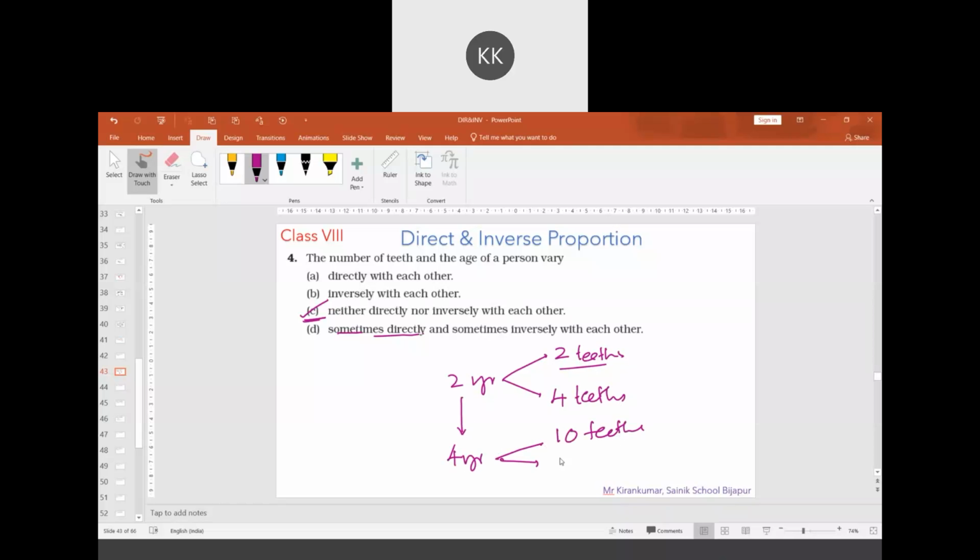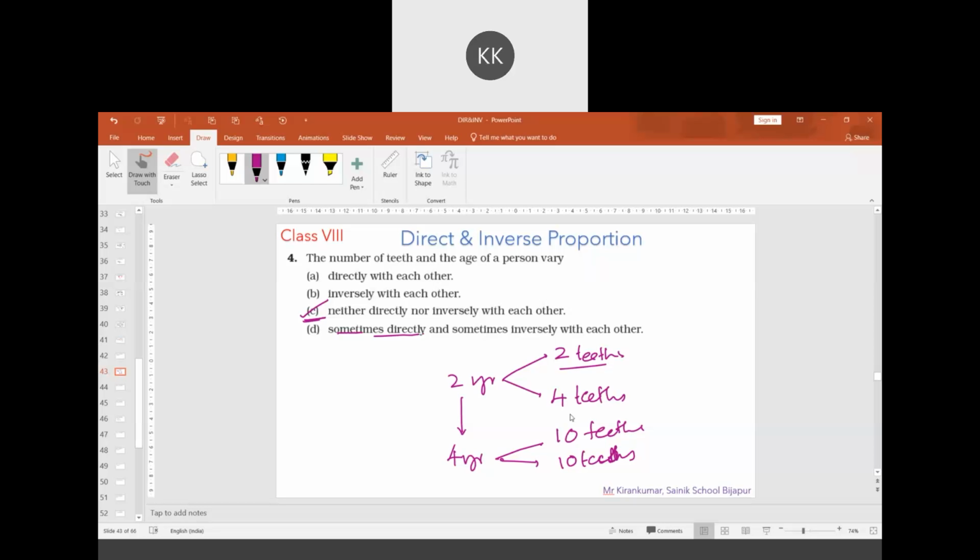This kid may have 10 teeth only. Here there is no direct increase. It's not increasing proportionally now. So I feel that option C has to be correct. Yes, sir, C is correct.